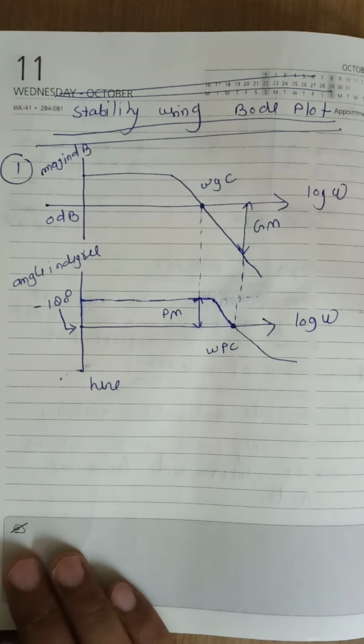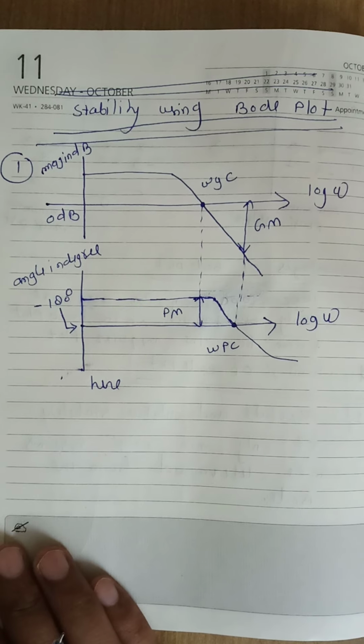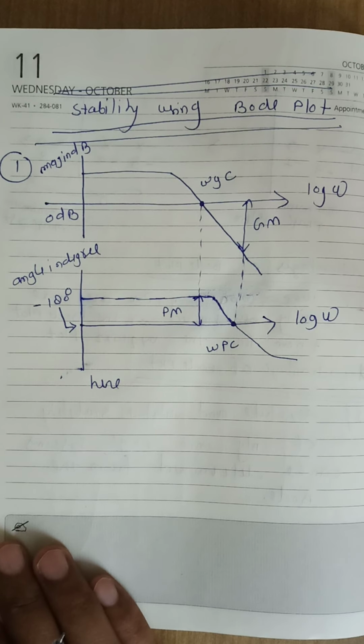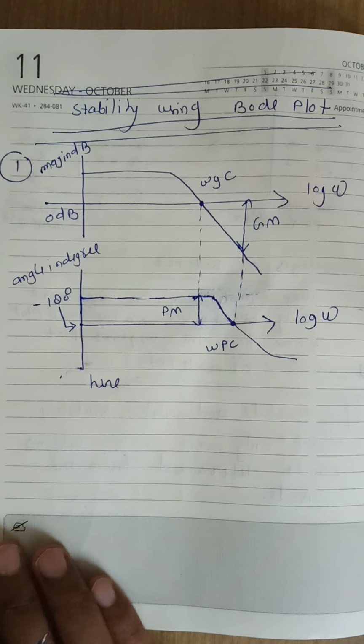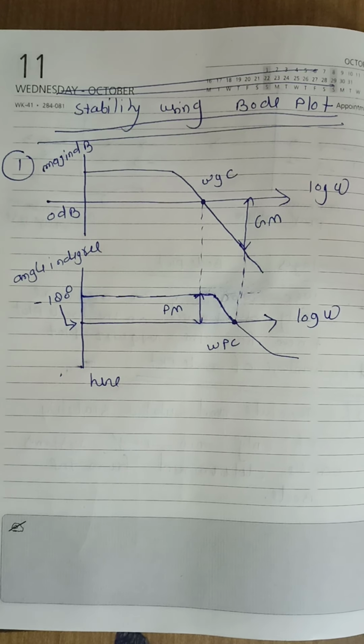Hello everyone. In the previous video class we have seen the introduction of bode plot. Now let us see how we can define the stability for the system using bode plot with the help of gain margin, phase margin, gain crossover frequency and phase crossover frequency.